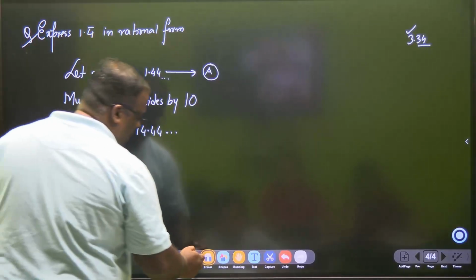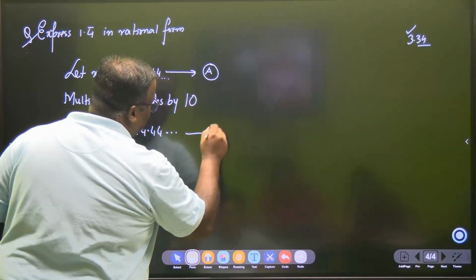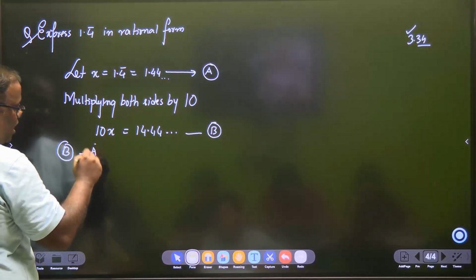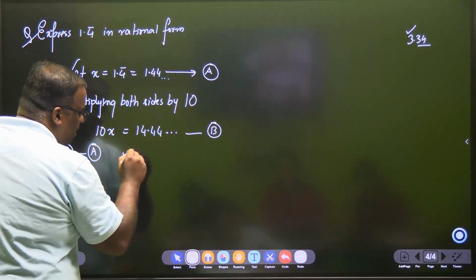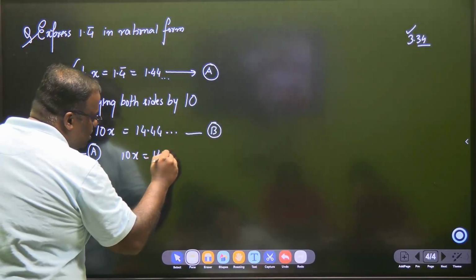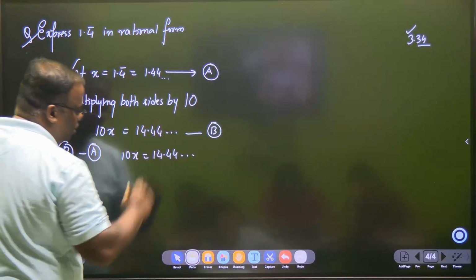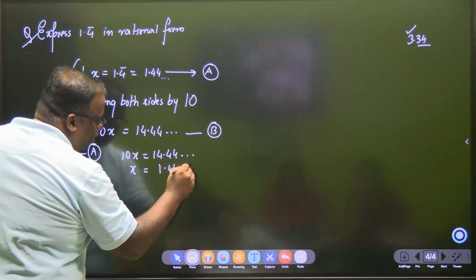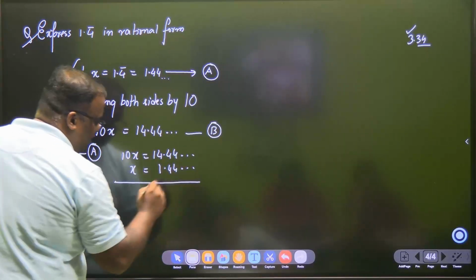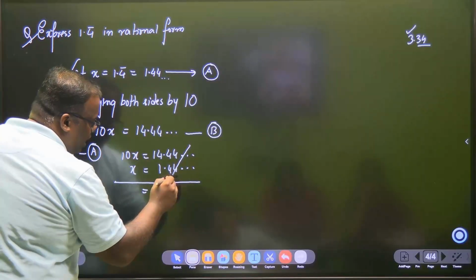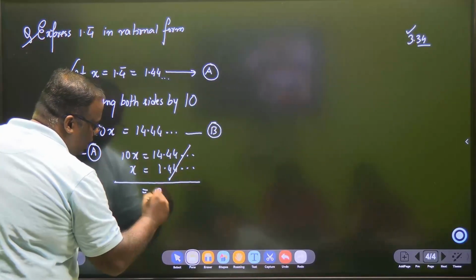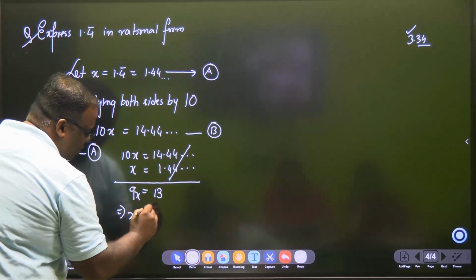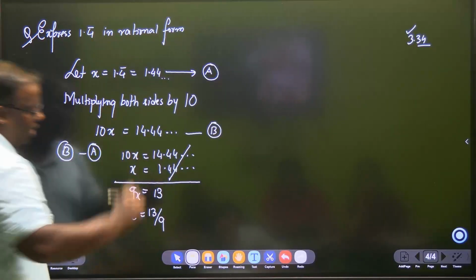Now we say, and this step we can write as B. Now bigger B minus smaller A. What do we get? 10x equal to 14.44 dot dot dot. x equal to 1.44 dot dot dot. Subtract it. All these will cancel, leaving you 13 and 9x on this side. So x takes the value 13 upon 9.